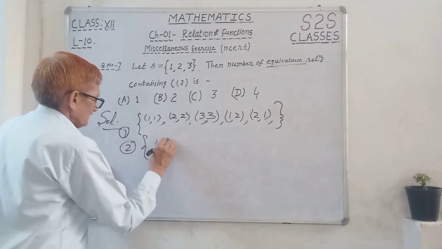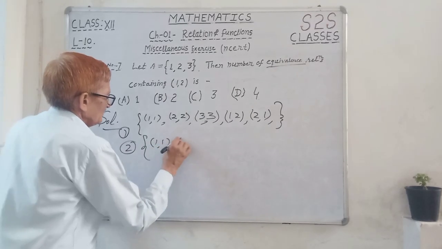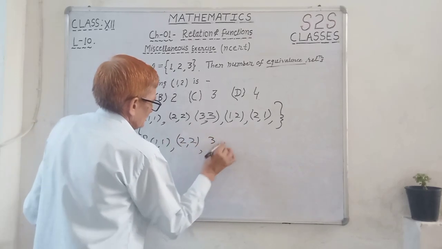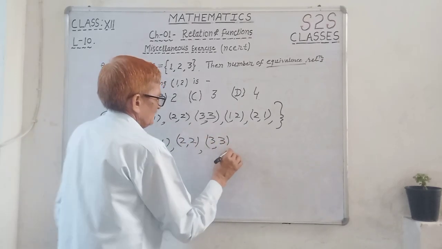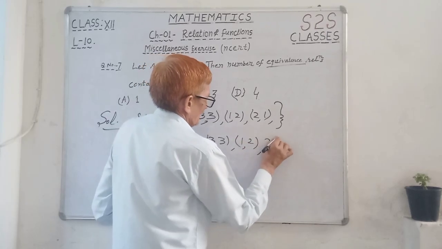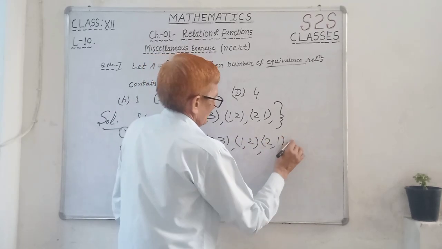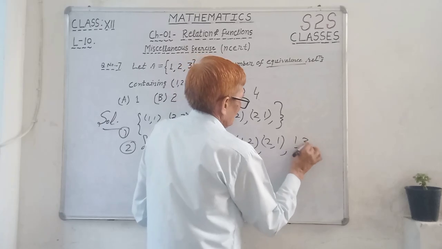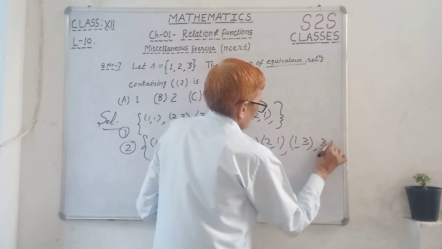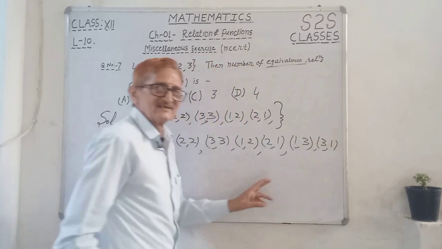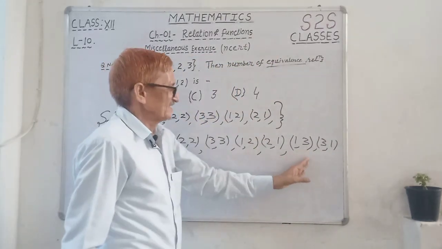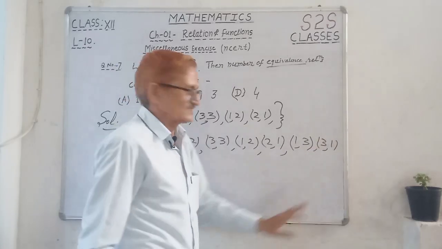Number 1. Number 2, (1,1). This is the minimum requirement: (2,2), (3,3), (1,2), (2,1). If you are taking (1,3), then (3,1) must be there for symmetric. Equivalence means all 3 must be there.